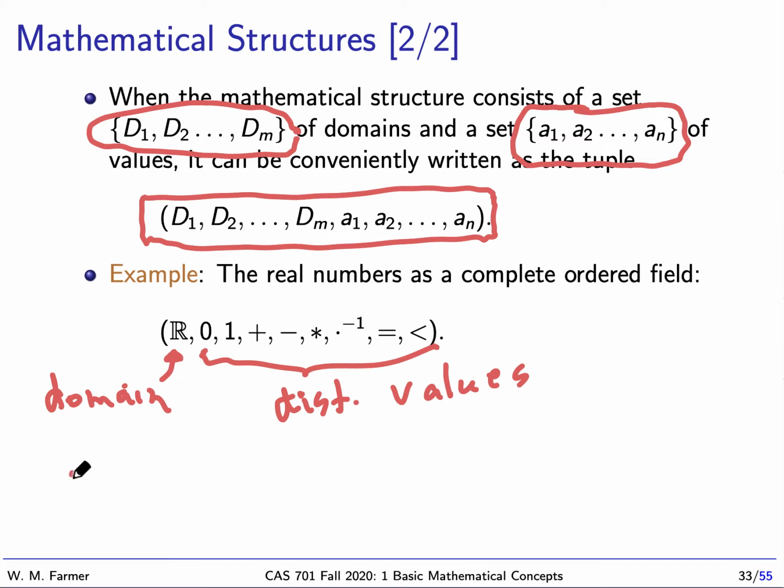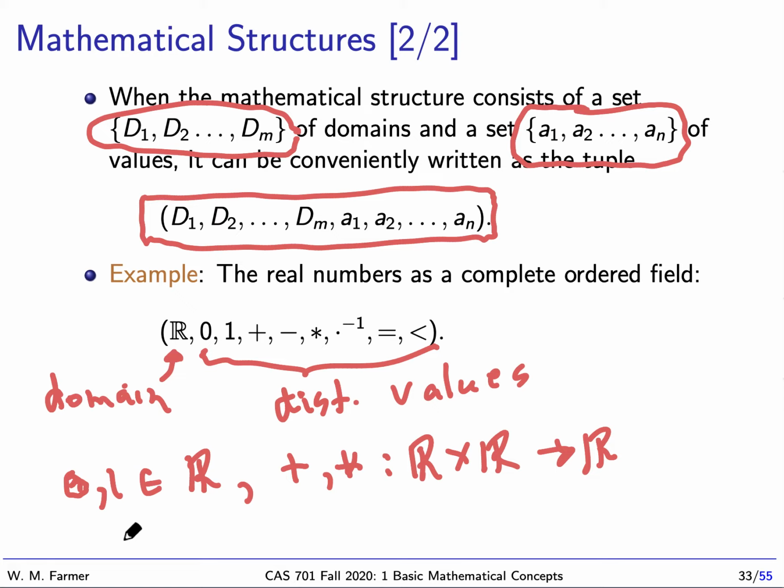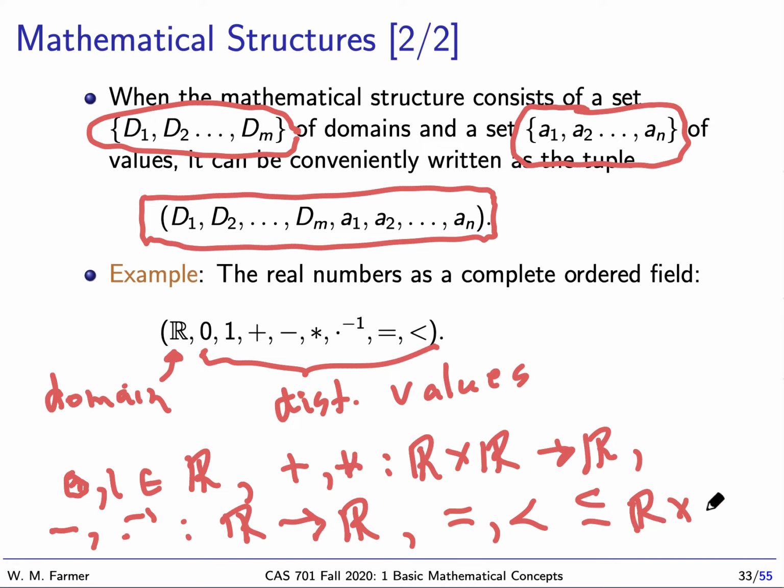And it turns out 0 and 1 are members of R. Plus and times are functions like this, binary functions over R. And minus and the multiplicative inverse, they are functions that take a single input. Excuse me, I made a mistake here. A single input, and return a real number. And then finally, we have equals and less than, and they are relations, binary relations over the real numbers.